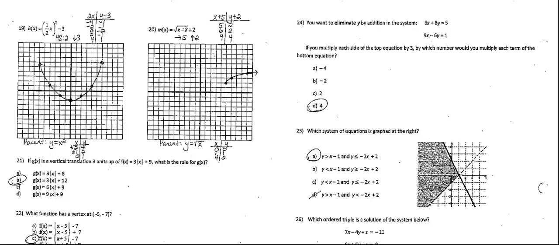Square root of x minus 5 plus 2, parent is square root of x. The x of the parents are just your first 3 perfect squares. Square root of 0 is 0, square root of 1 is 1, square root of 4 is 2. And this one shifted right 5 and up 2, so x plus 5, y plus 2.